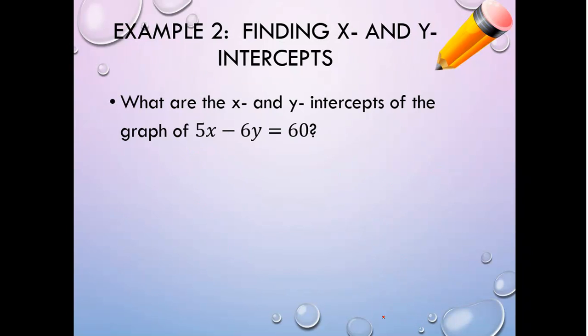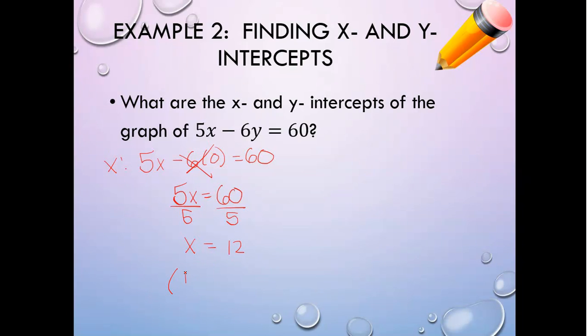Let's try it again. So 5x minus 6y equals 60. To find my x-intercept, I need to plug in a 0 for y. Here's a good way to think of that. I need x to be present to find out what x is equal to, so I have to change the other part of the problem. That's just going to cross off. So I'm going to get 5x equals 60. Let's divide by 5 on both sides. So I get x equals 12. So my ordered pair will be 12, 0.